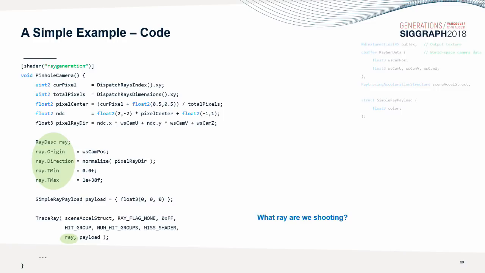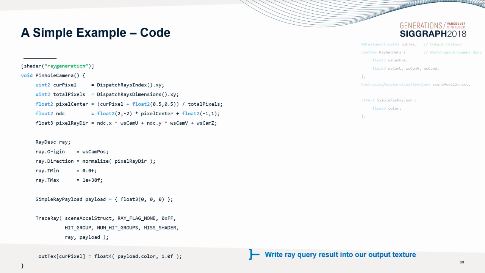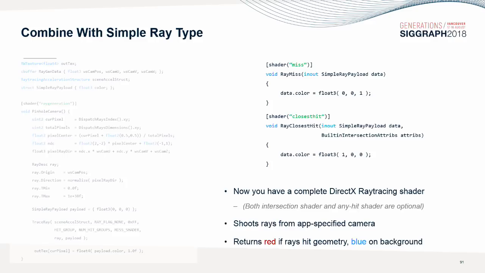Then you pass in the ray, which I defined up here, and the payload, which I defined over here, and that completes your TraceRay. You go off and trace your ray, things happen, it comes back, and you say, all right, grab that payload color and stuff it out to my texture. If you combine this with this really simple red-blue shader, where if you hit, you get red, and if you miss, you get blue, you now have a complete DXR HLSL ray tracing shader that will give you a red if you hit and blue if you don't.